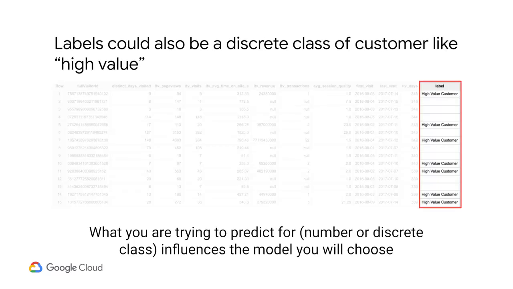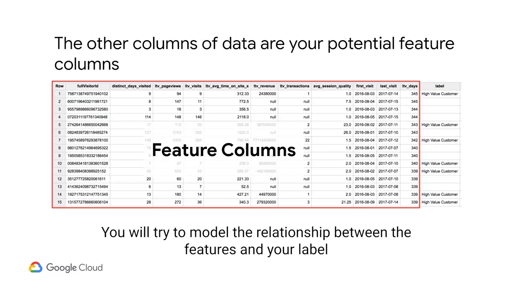Labels could also be things like binary values, like high-value customer or not, as shown here. Knowing what you're trying to predict, a class, a number, etc., will greatly influence the type of model you will use later. Those columns are called features.